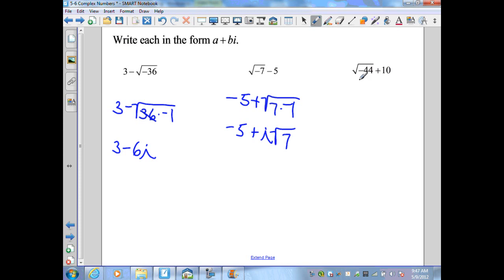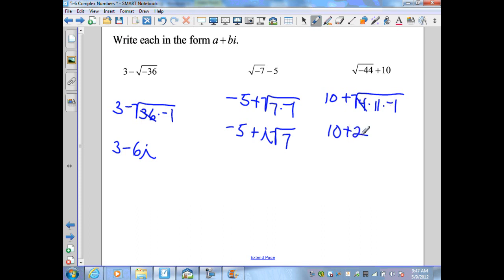Again, this isn't in the correct order, so I'll rearrange it. My 10 is positive, plus the square root is positive, and I'll break this into the product of its factors. 4 times 11 times negative 1. I bring down my 10. The square root of 4 is 2.